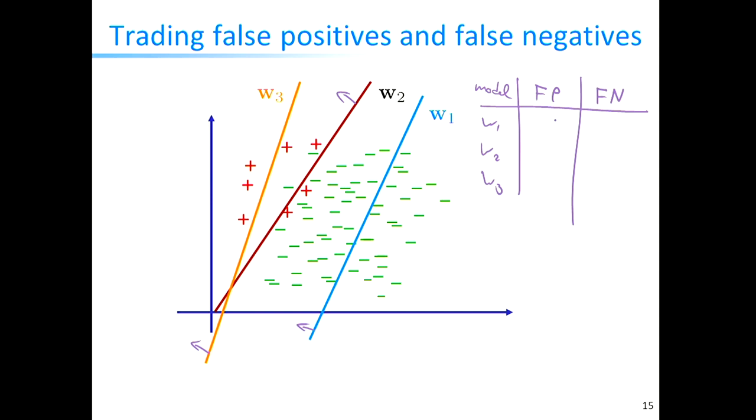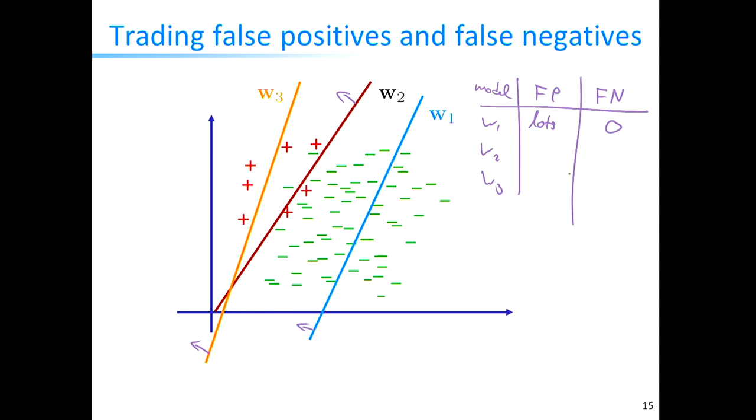So what happens to false positives and false negatives? Basically, there are no false negatives, so everything it says is negative is really negative. So there's zero false negatives. But there's, of course, lots of false positives. All these points here, in that regime, there's lots of false positives.